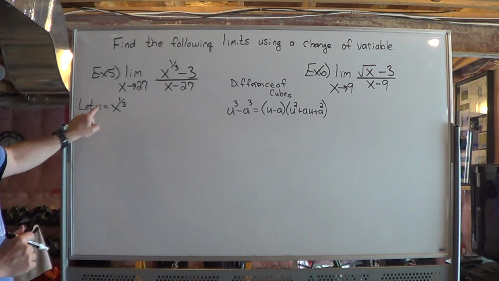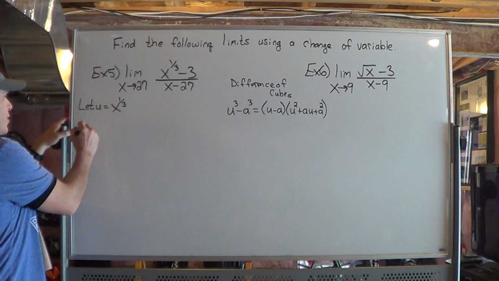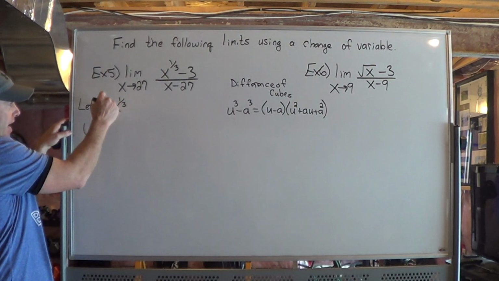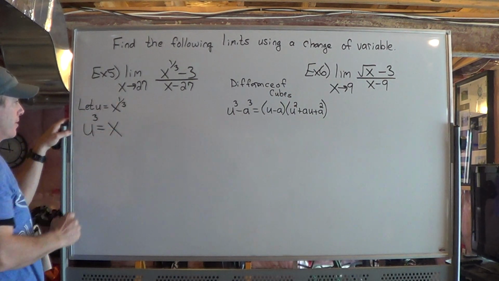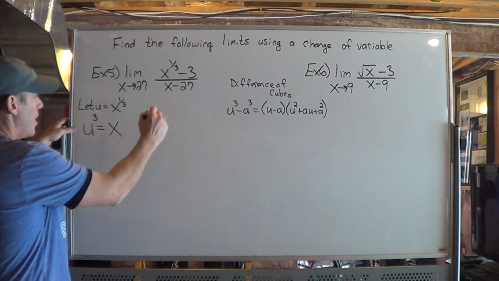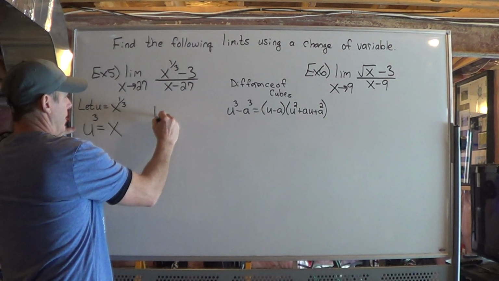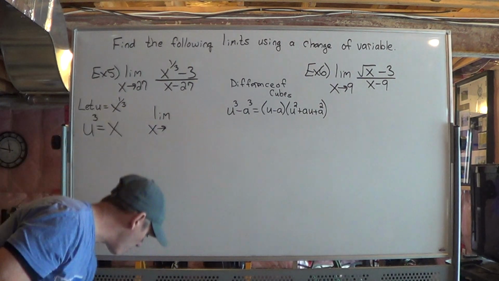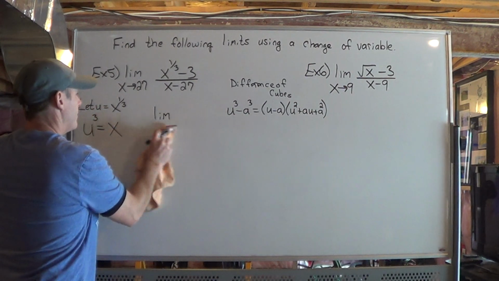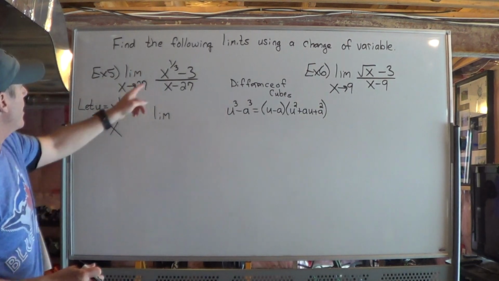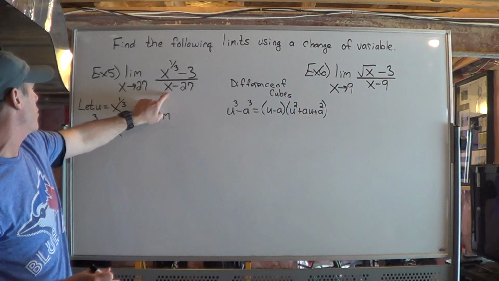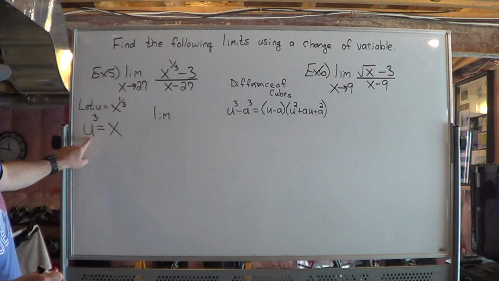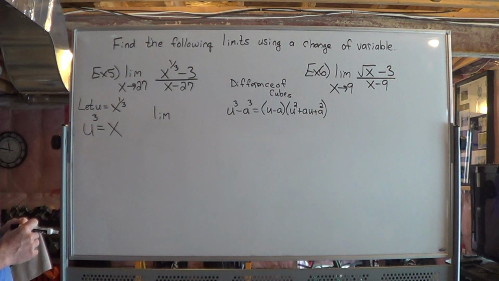But again, if I cube both sides, I get u cubed. And then if I cube x to the 1/3, you just get an x. So let's see, I've got the limit as x approaches, whoa, we're not going to use x's anymore. I also need to know what x equals. X is equal to u cubed. So we don't need to do that anymore.